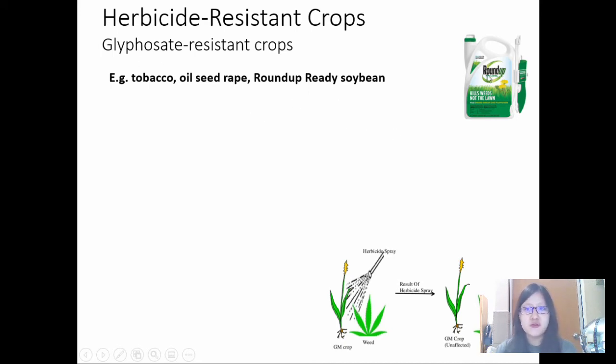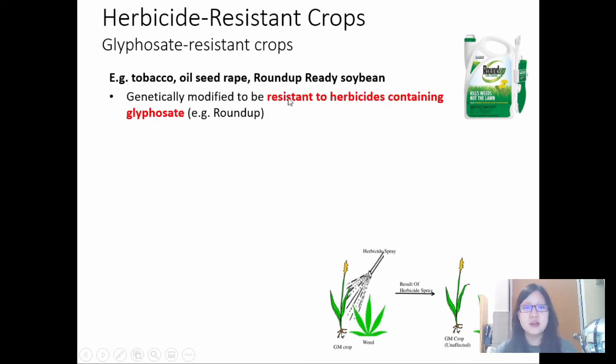Glyphosate is found in Roundup, which is this particular brand of herbicide that is popular in America, I think. And this is very common in tobacco, oilseed rape, and soybean. Particularly for soybean, it's kind of a trademark name here. It's called Roundup Ready Soybean, herbicide resistant soybean. It's genetically modified to be resistant to herbicide containing glyphosate, for example, Roundup.